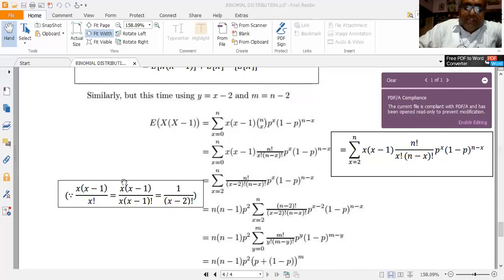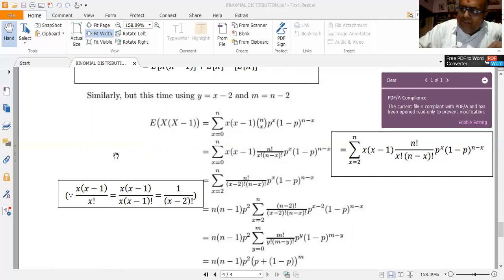Now x and x get cancelled. I am left with x minus 1 by x minus 1 factorial. Now again apply the same recursive formula. Now x minus 1 factorial can be written as x minus 1 into factorial of x minus 1 minus 1. That is, I get x minus 1 by x minus 1 into factorial of x minus 2. X minus 1 gets cancelled, and I am left with 1 by x minus 2 factorial.